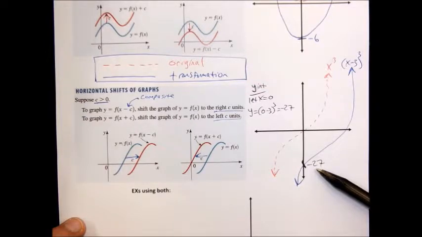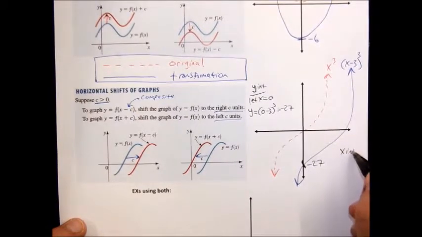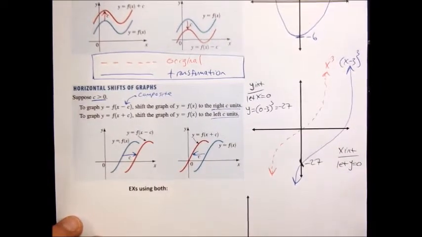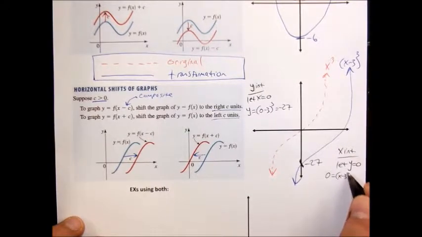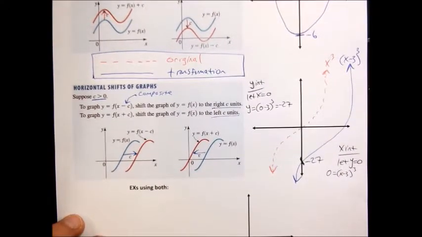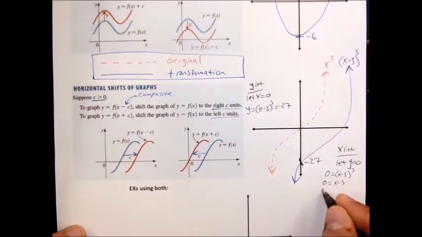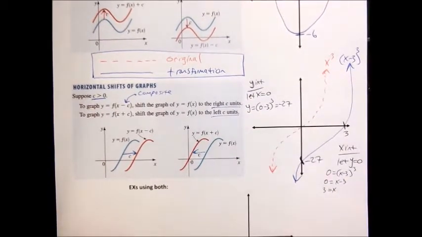And so then we do the opposite for the x-intercept, right? If we want to know the x-intercept, you plug in y equals 0. And so if we plug in y equals 0, we get 0 equals x minus 3 cubed. And so that means x minus 3 has to be 0, and so that means x is 3. And so this new x-intercept is 3. So I've got my shape correctly, I have shifted it correctly, and I have my intercepts. So those 3 things.